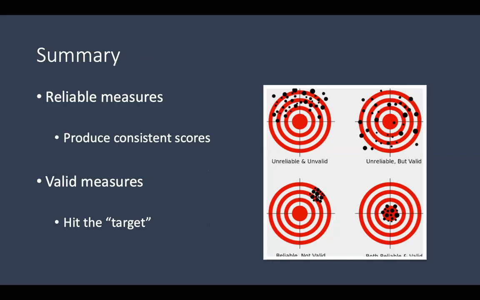So if you want to put it into a diagram, then this target diagram is really the one. Reliable measures produce consistent scores that are clustered together, and valid measures can hit the target. If you have an unreliable but valid measure, then on average you hit the target, but your scores are all over the place. If you have a reliable but not valid measure, then you are reliably missing the target. So a reliable and valid measure means that you consistently hit the target. Right? So that's one way to understand the issue of validity and reliability in the measures.